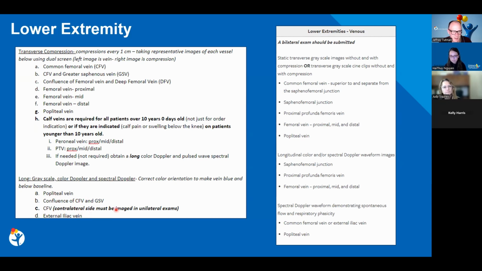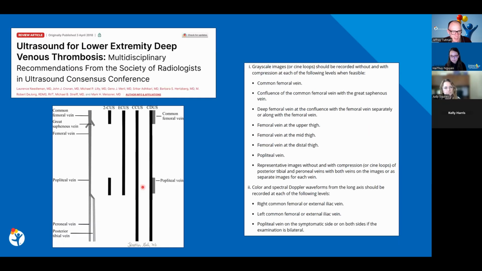These SRU guidelines focus a lot on compression being the main thing that we look at, and the color and the spectral are secondary pieces of information. I think with kids, because their vessels are so small, compression is sometimes hard to interpret, which is why we ended up choosing to do a little more color than they recommend. But that's what we settled on with that.